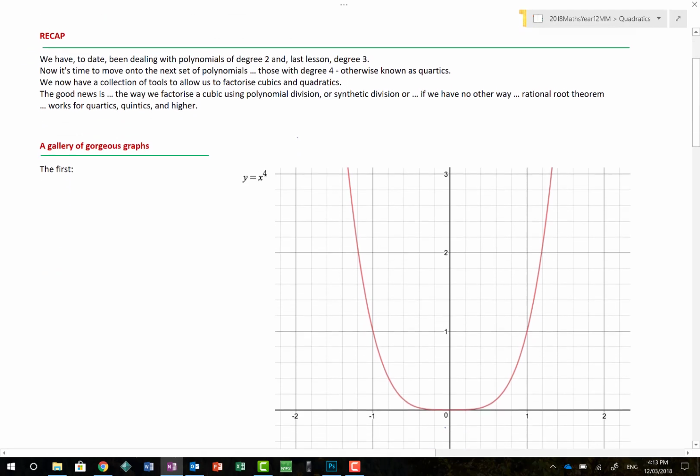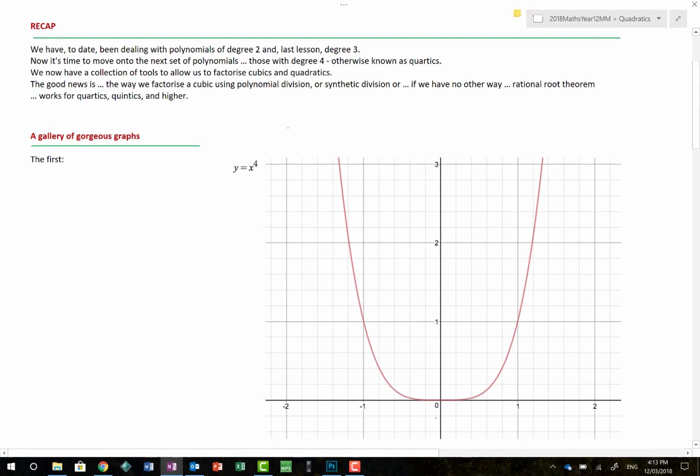So here's a recap. We have today been dealing with polynomials of degree 2. And if you remember, degree 2 is a quadratic. And last lesson or last video, degree 3, which is a cubic. Well, now it's time to move on to our next set of polynomials. That's degree 4, and they are known as quartics. So anything to the power of 4 is a quartic.